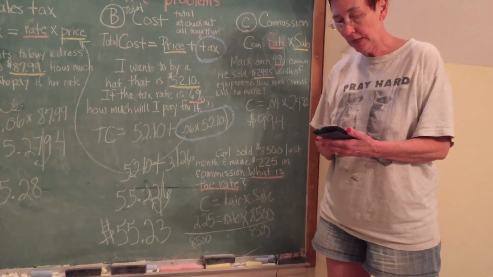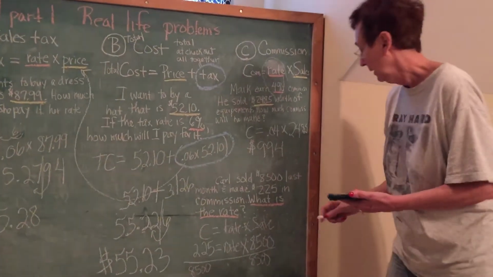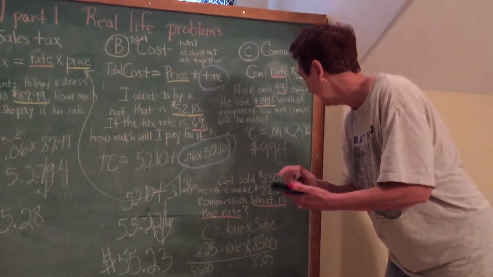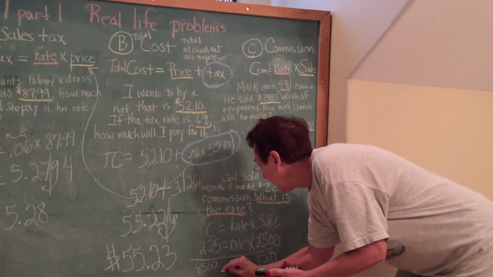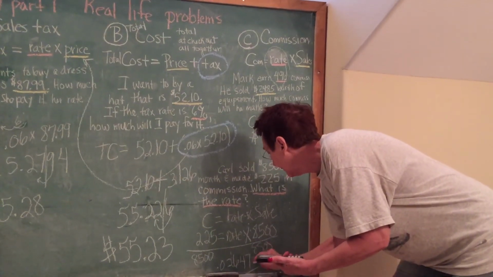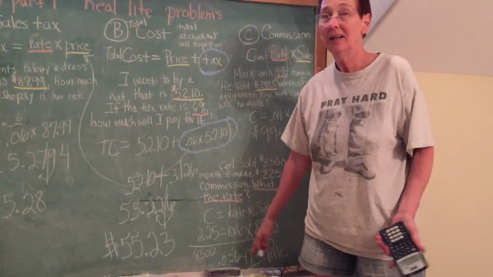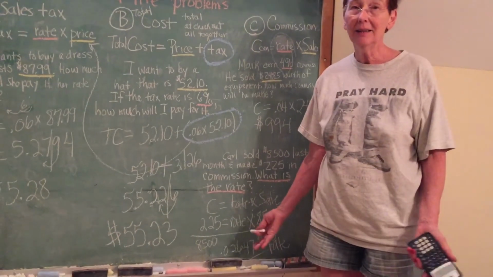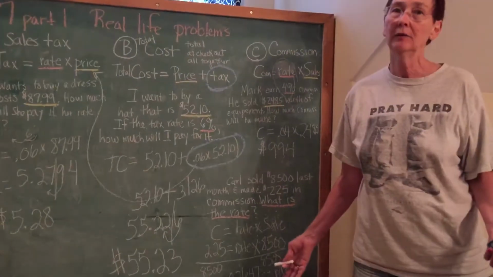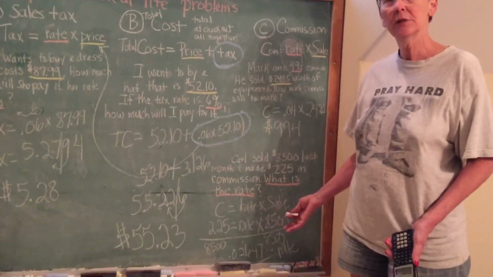Okay, so 225 divided by 8,500 would give me 0.02647 blah, blah, blah as my rate, okay? Now, it's not a repeating decimal. It didn't end. If it would end, that would be nice, but it didn't. So you know they're going to tell you to round it to something, okay? So in this case, I'm going to tell you to round it to the nearest percent.